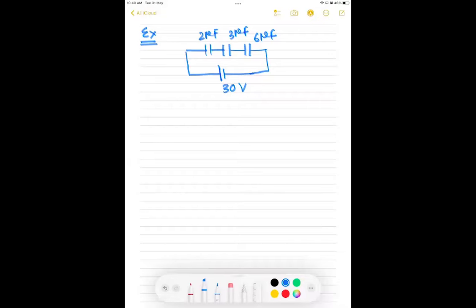How are these three capacitors connected? In series. So what is the formula for series? 1 by C equivalent is equal to 1 by C1 plus 1 by C2 plus 1 by C3. That means, for the three capacitances, 1 by 2 plus 1 by 3 plus 1 by 6. Getting or not?